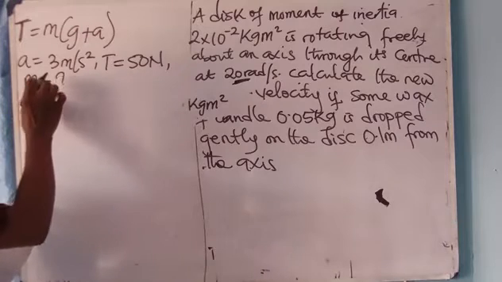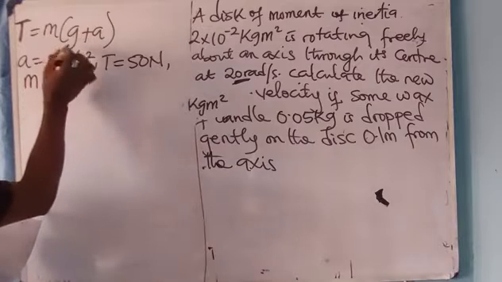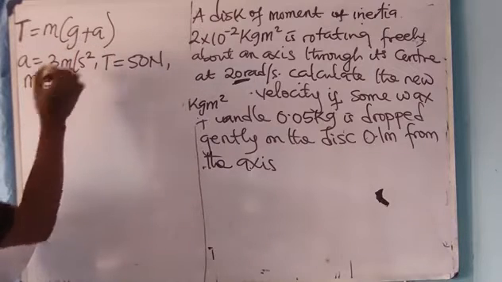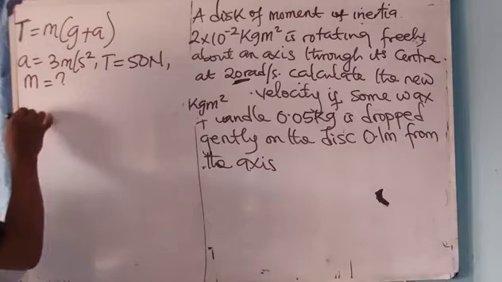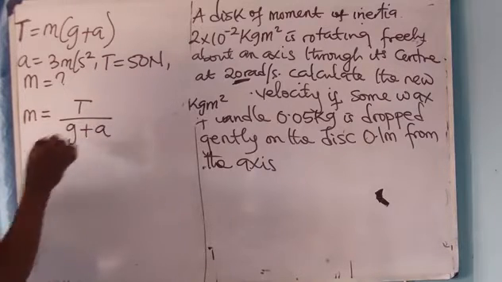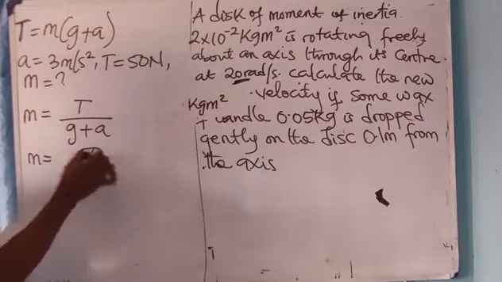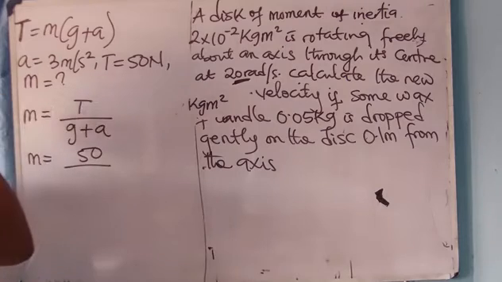Okay, we are calculating for the mass, which means that we are going to divide both sides by G plus A. So mass is equal to tension over G plus what? A. So mass is equal to, tension is what? 50 over mass.